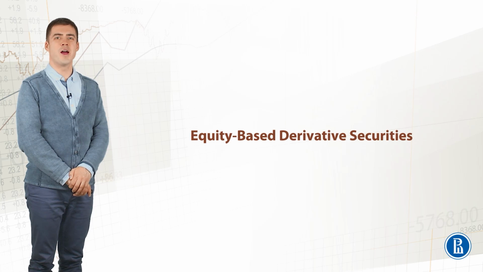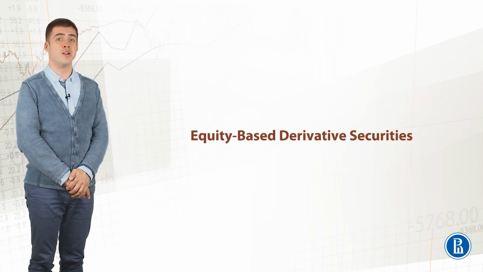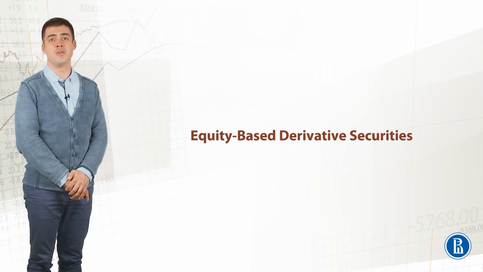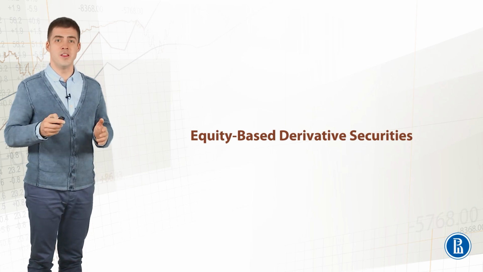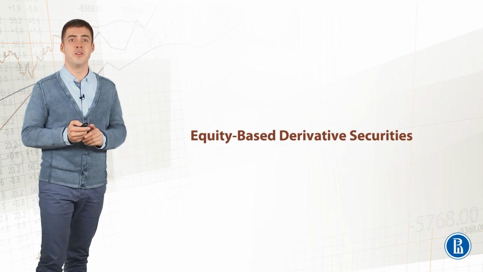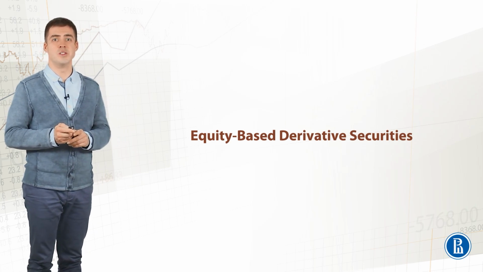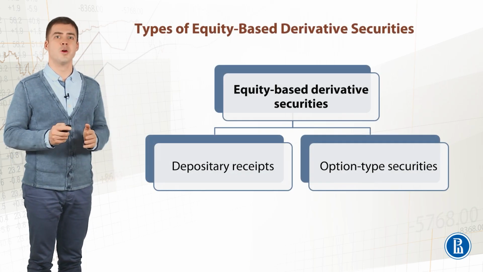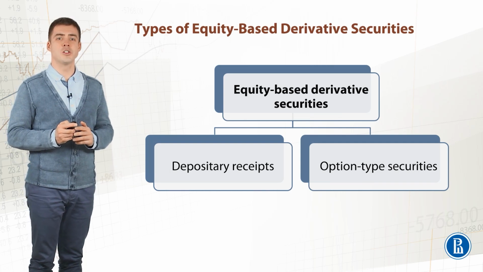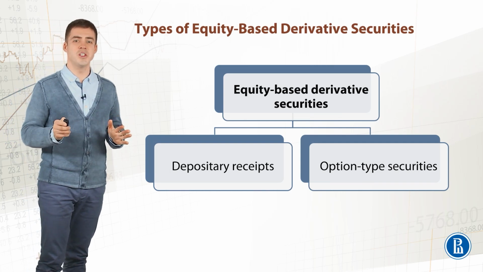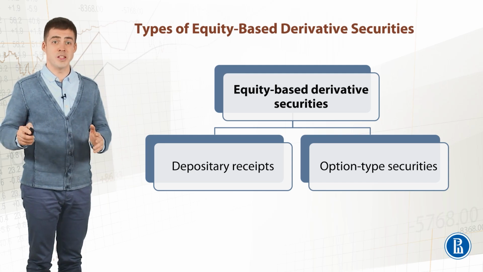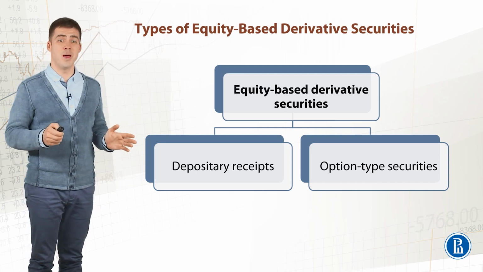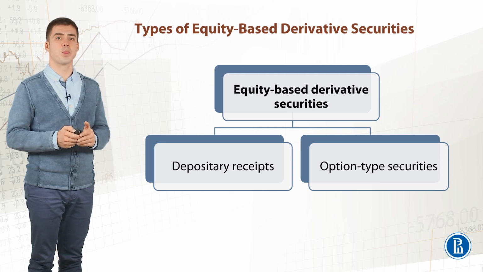There is a variety of equity-based derivative securities also available to those who would like to invest in equity. In this section, we will consider these types of securities in more detail. In general, we can distinguish between depository receipts and option-type securities when talking about equity-based derivative securities.